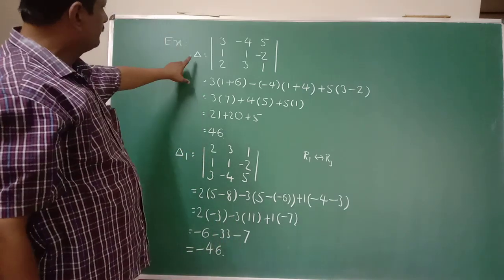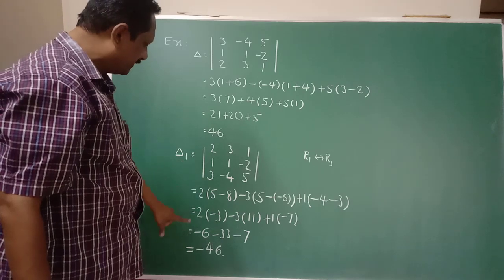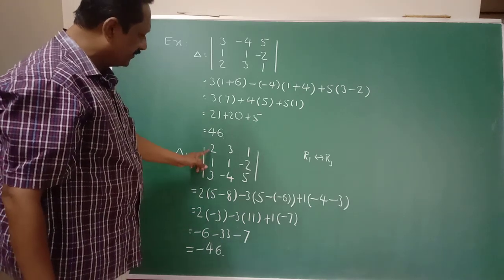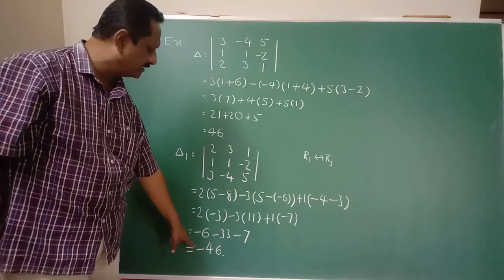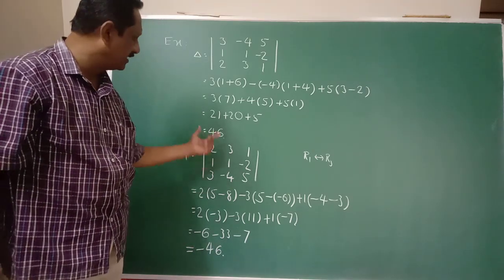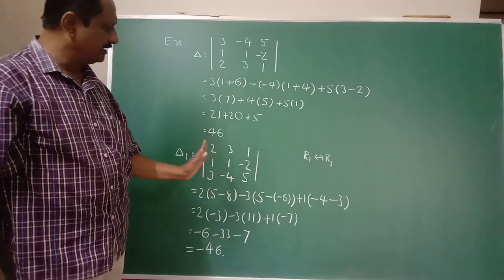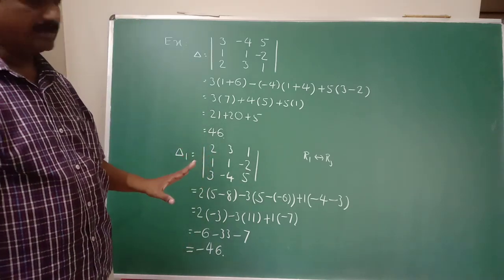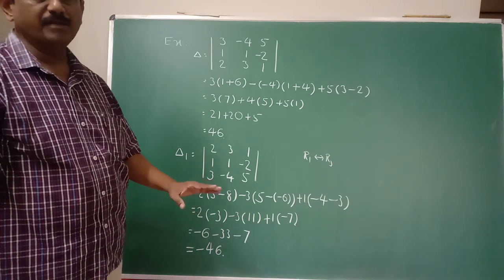Just observe here, delta is equal to 46 and delta 1 is minus 46. Therefore if you interchange any two rows, then the value of the determinant changes in sign. Here it is plus 46 and here it is minus 46. Even you can interchange two columns, in that case also the sign changes. This is the second property.